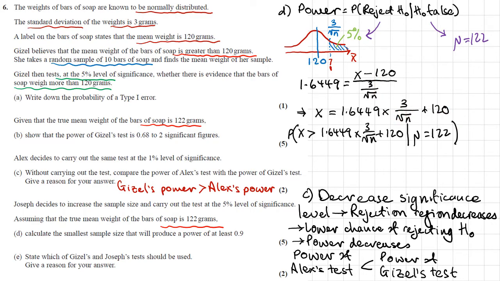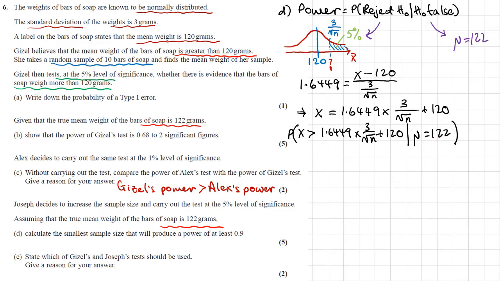So the power of my test is the probability that I reject H0, so X is greater than this value that I need to calculate, given that the mean is equal to 122. And what I want is this to be greater than 0.9. So I now need to standardize again, because again I've got an unknown here. I still don't know what this standard deviation is because of this square root of n, but I do know that I want the power to be greater than 0.9.